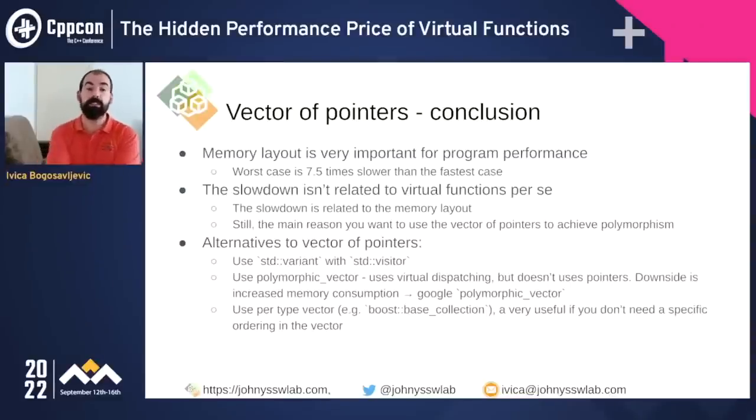So what are the alternatives to vector of pointers? There are several of them. One is to use std::variant with std::visit. So instead of using an array of pointers, you use an array of std::variants, and you use std::visit to achieve polymorphism. It's not a nice way to do it, but it's possible to do it if performance is important, and these two classes are available in the C++ standard.